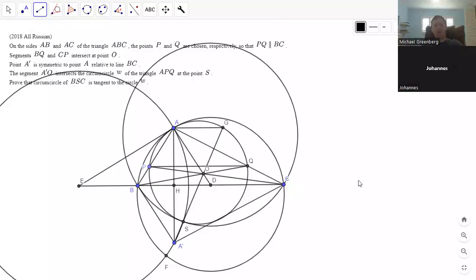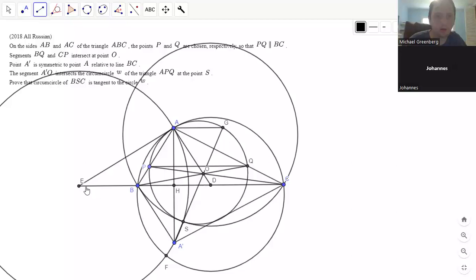And maybe we want to start by showing that G, E, O, A prime are collinear. Okay, so define G that way, and then show that G, E, O, and A prime are collinear. Because then we could get rid of O, and O is really annoying, right? Yeah, I would get rid of O. Maybe since D is the midpoint of BC, I don't know if we could use something with harmonics.